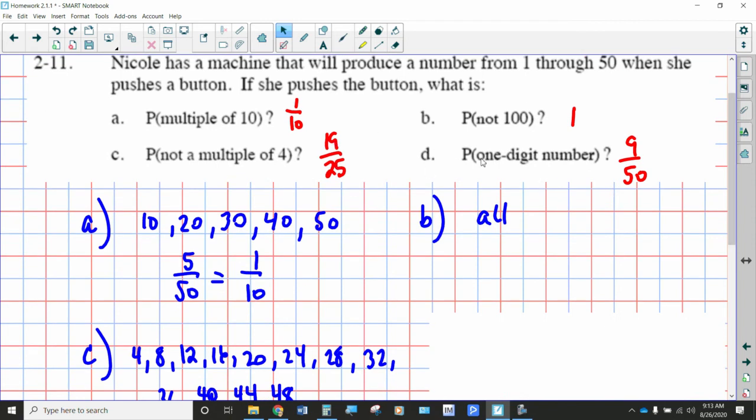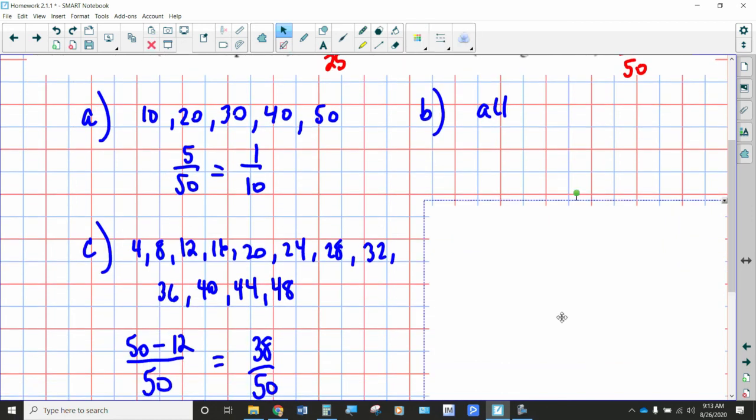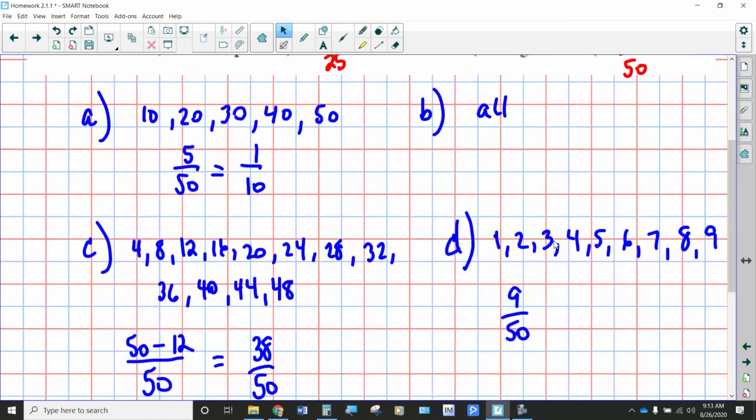And then the probability of getting a one-digit number, well, how many one-digit numbers are there between 1 and 50? There's 1, 2, 3, 4, 5, 6, 7, 8, 9 of them. So the probability, the number of desired outcomes over the total number of possible outcomes, is 9 over 50. Okay.